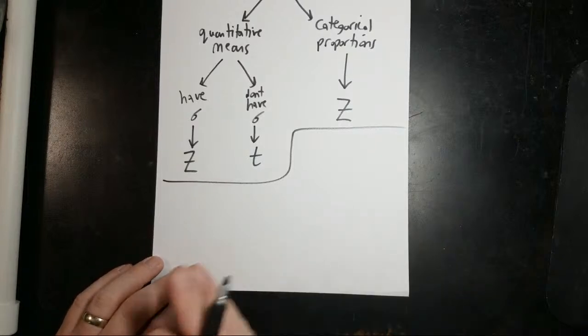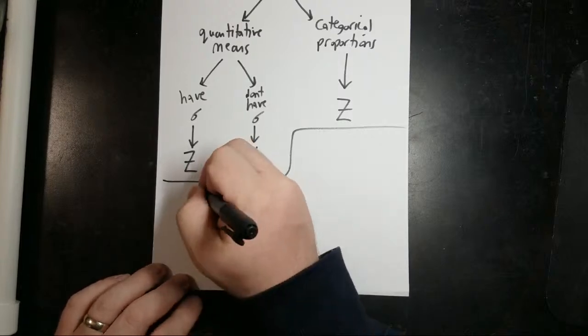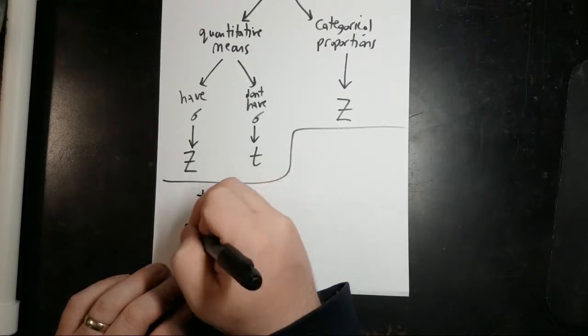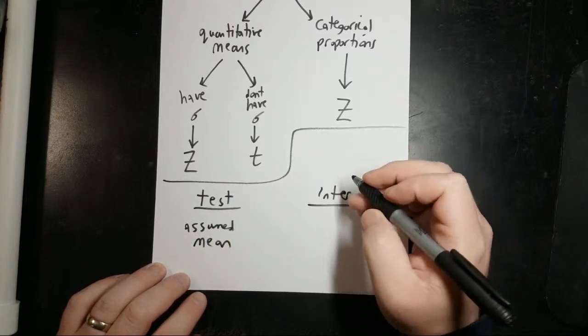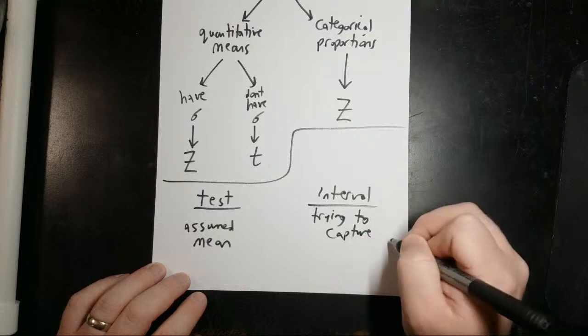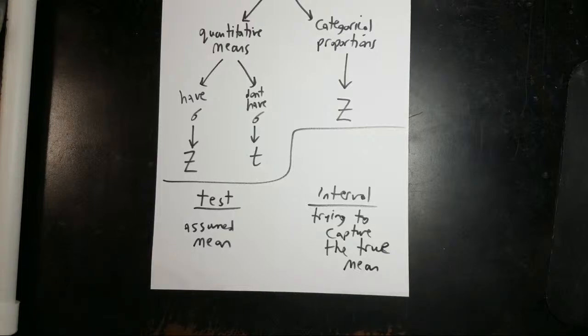Just as a reminder, this is for hypothesis test or for intervals, which I'm going to talk a little bit more about. But if you are running a test, you have an assumed mean. If you are doing an interval, you are trying to capture the true mean. Just note the difference between the two. If you are running a test, there is an assumed mean that you're dealing with. That mean could be proportions. That mean could be quantitative means. But for an interval, you are trying to capture the true mean.